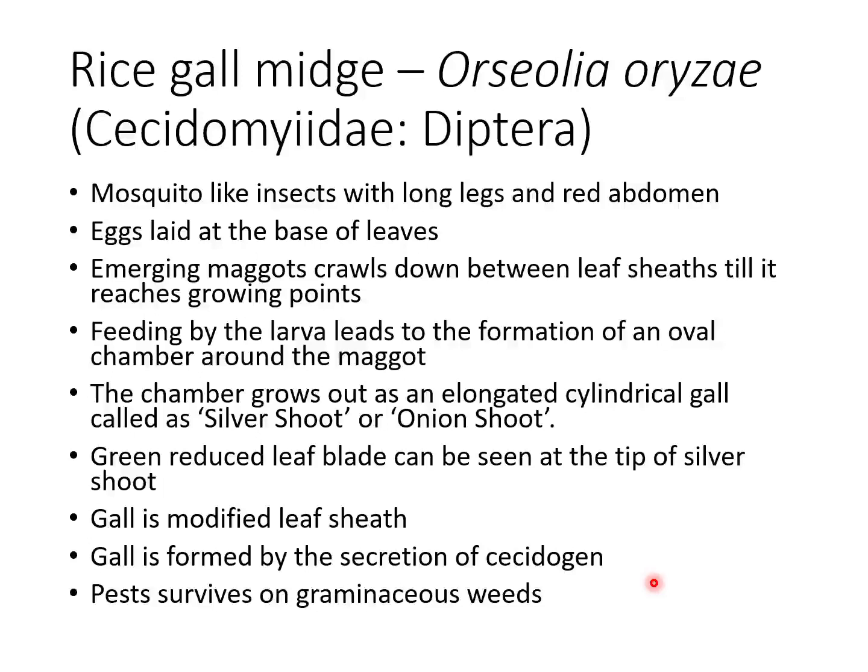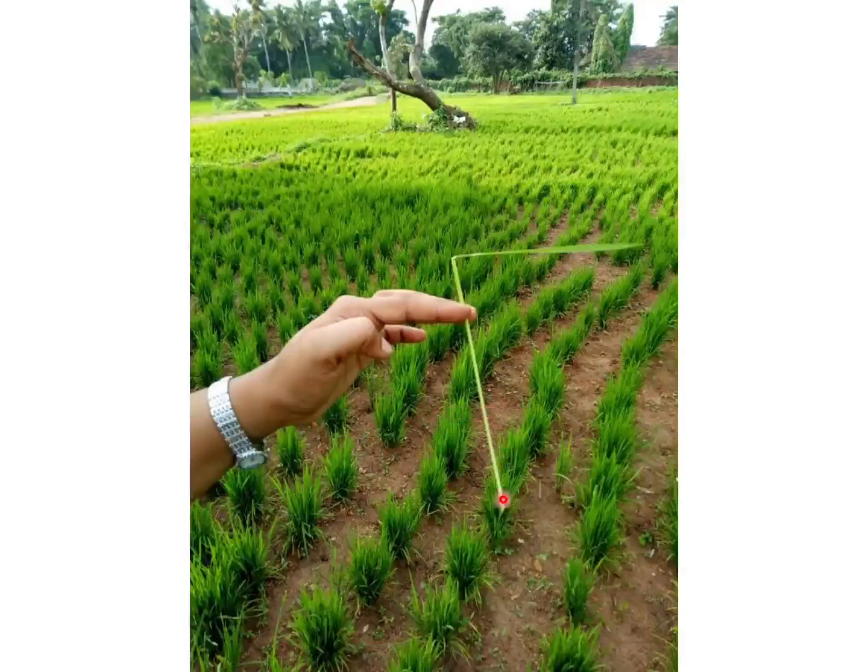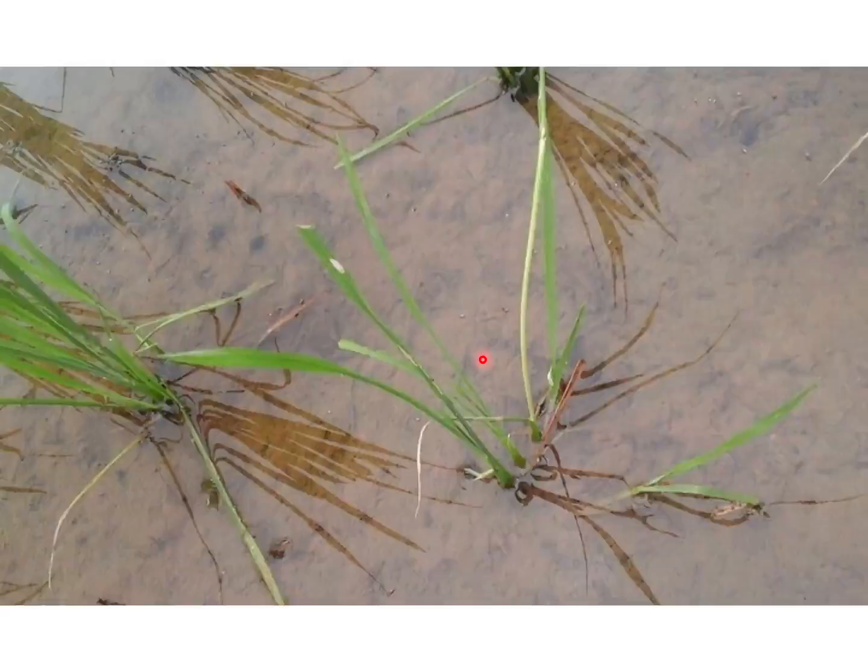The growing part is fed by the maggot, and it secretes a chemical called cecidogen. This leads to the formation of a gall, but as the growing portion is damaged, this gall grows out into an elongated gall called silver shoot or onion shoot. I'll show a picture of it. You can see this is the central shoot. The next picture, it will be clear to you. You can see this central shoot. Here it is almost silvery white in color. It is cylindrical in nature.